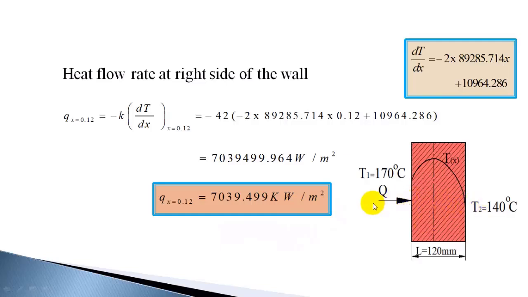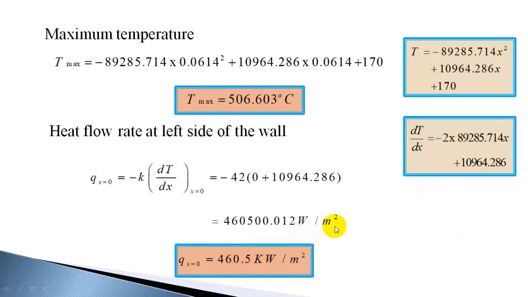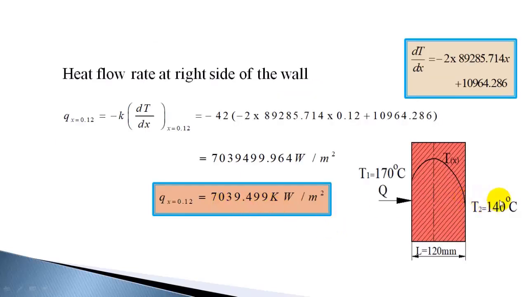So you have seen that the left end heat flow rate is less, and at the right end it is more. It has increased from 460.5 kilowatts to 7039.499 kilowatts per meter square area. This is because of heat generated within the wall. So the rate of heat transfer is varying with respect to the distance. The heat transfer is continuously changing. As the heat is flowing through the wall, the rate of heat flow is also changing.